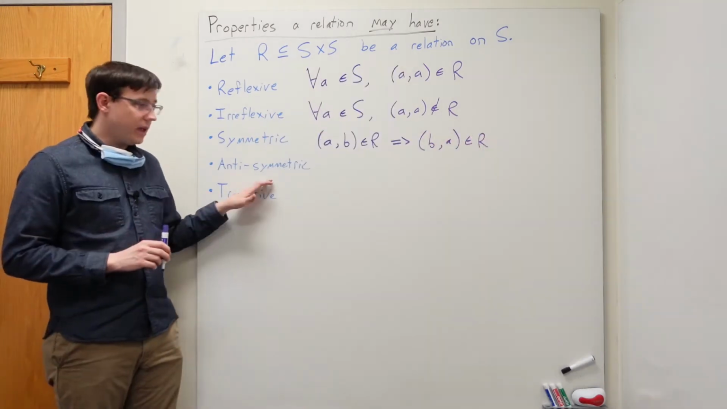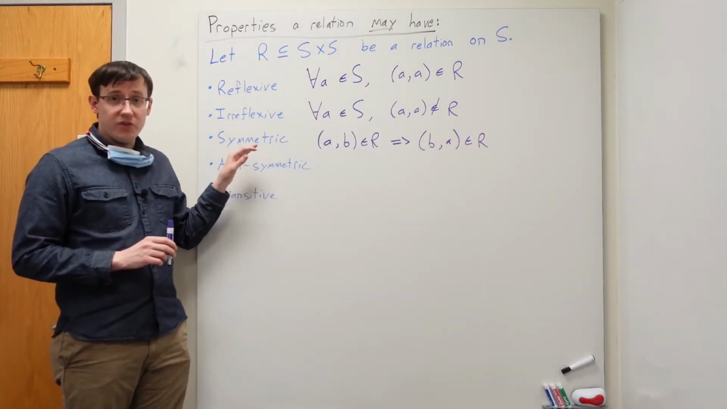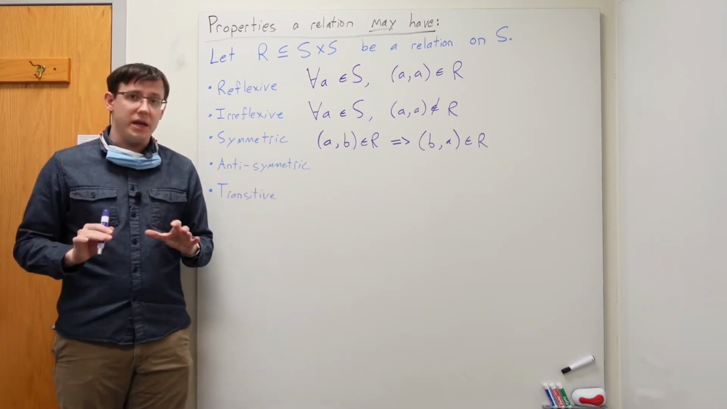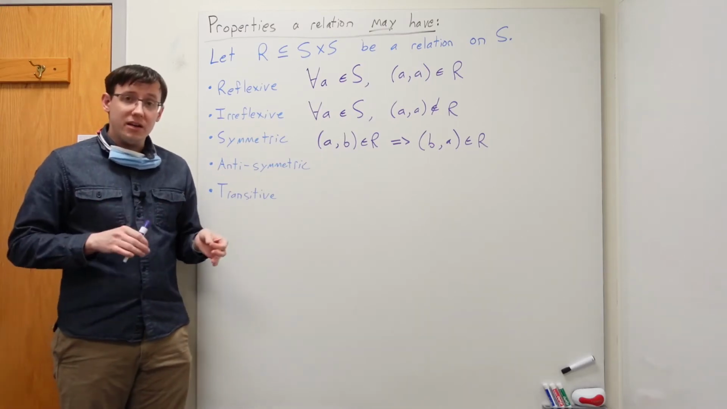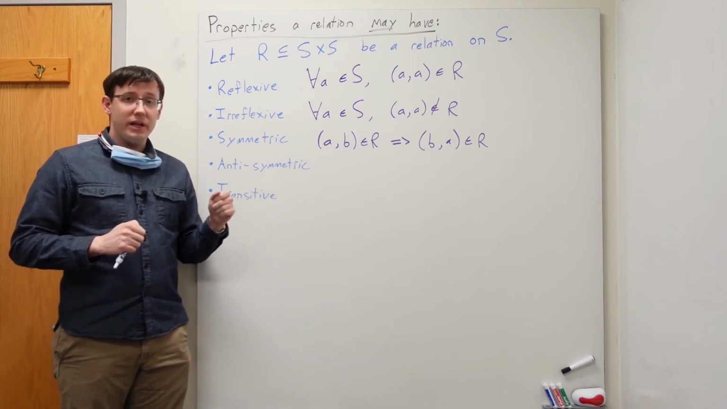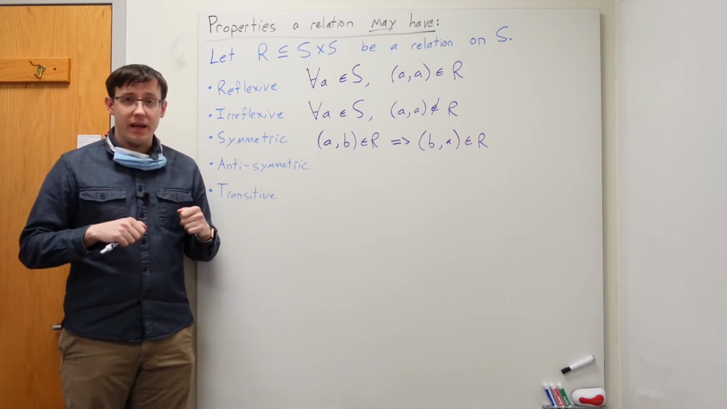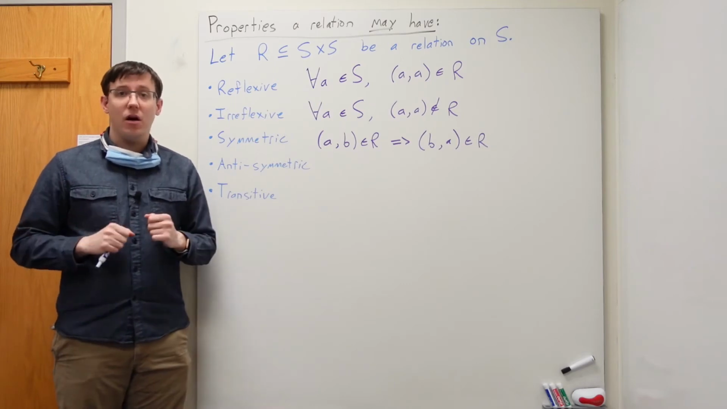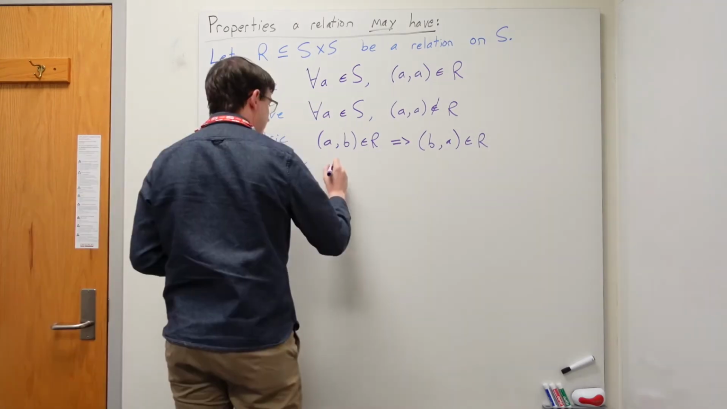It might seem like antisymmetric should be the opposite of symmetric, but that's not what it means. We call a relation antisymmetric if the only time that A relates to B and B relates to A is when A and B are the same object.